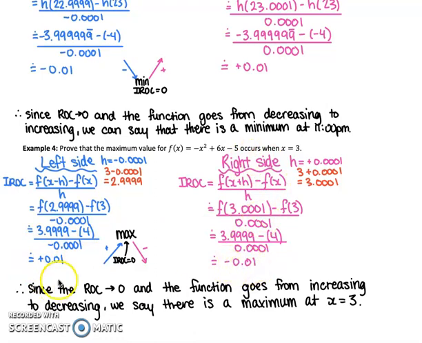So what this tells us is that positive means we are increasing, so an increase in slope, and the negative, we're decreasing our slope. So this is the maximum, and therefore we can prove example 4. So since the rate of change approaches 0 and the function goes from increasing to decreasing, we say there is a maximum at x equals 3.